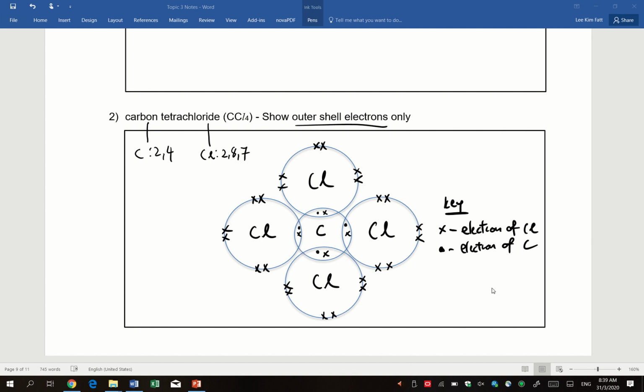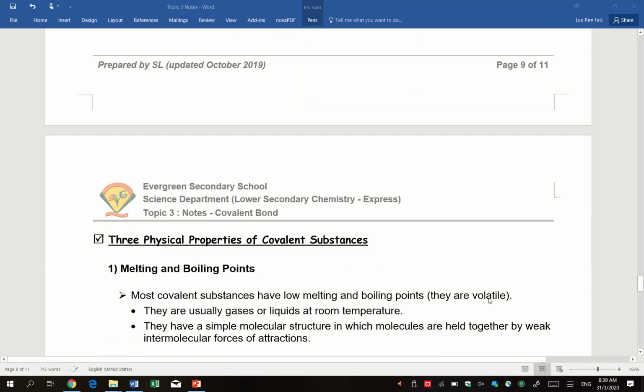Now let's move on to the next part of the chapter, which is on the physical properties of your covalent substances. Now this shouldn't be something new because we have already learned in the previous chapter the 3 physical properties of your ionic compound. So similarly, for this part of the chapter, we are going to be looking at the 3 physical properties of your covalent compound or covalent substances, and of course for 2 of these properties you will need to know how to explain why they have that specific physical property. So without further ado, let's take a look at the first property.